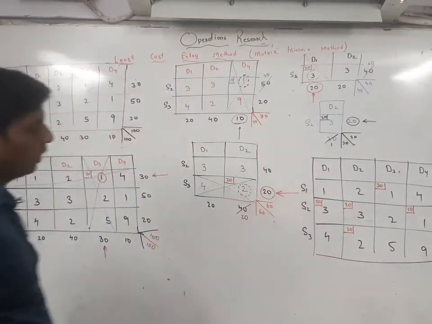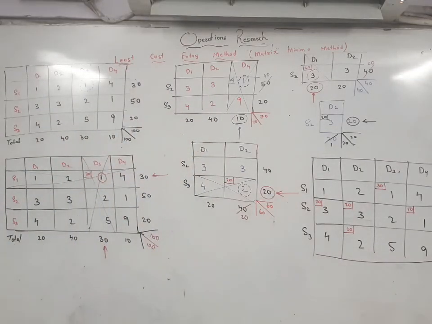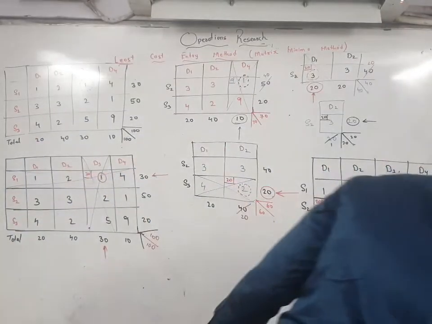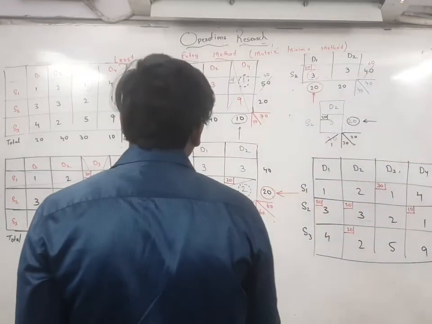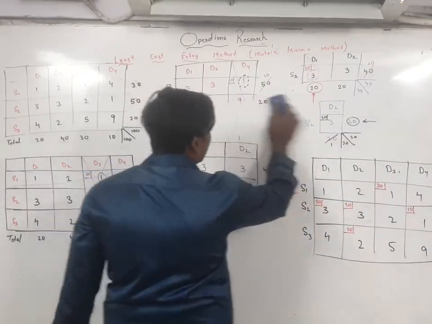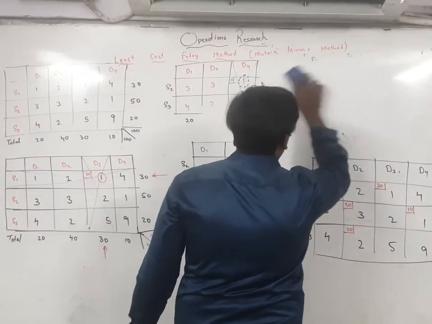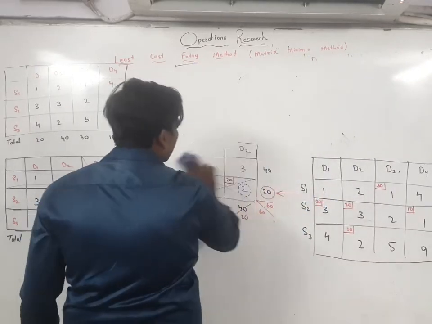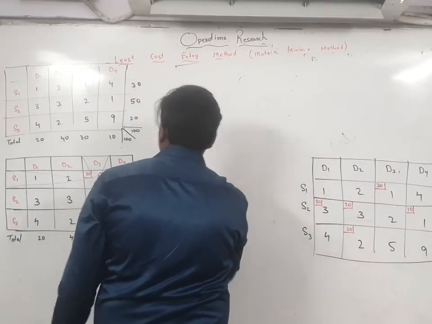What is the value here? 20. As you can see, 1, 2, 3, 4, 5. How many allocations came? 5 allocations came. So totally 5 allocations. There is no need to check degeneracy in the least cost entry method. Directly you can go for the tabular form.